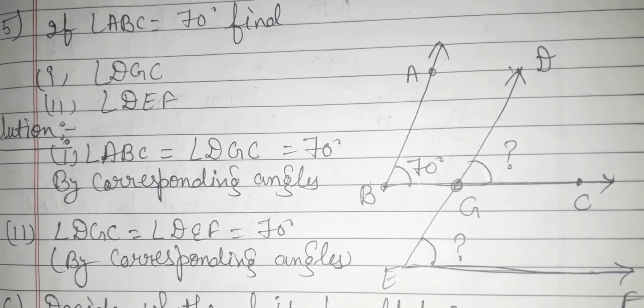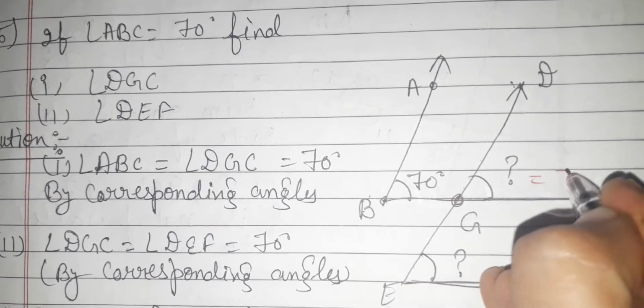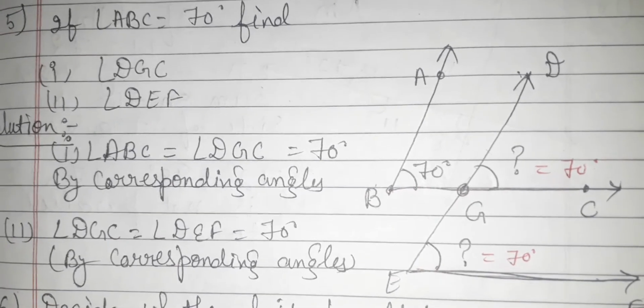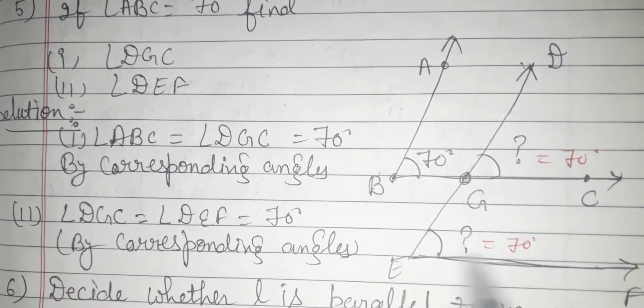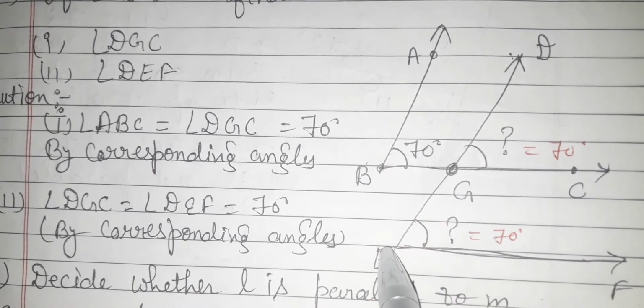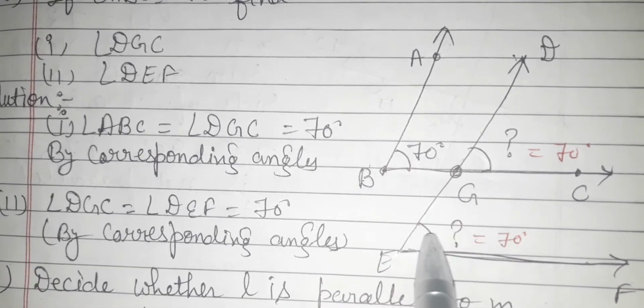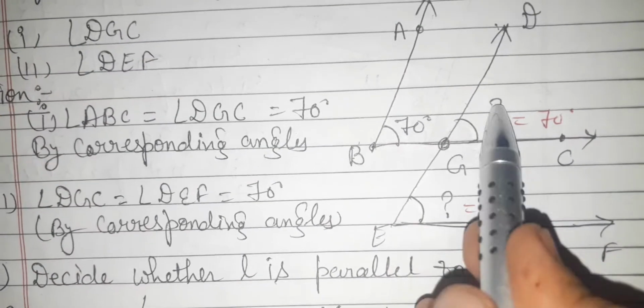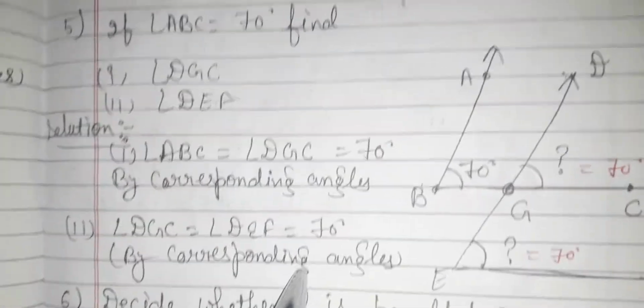If it is 70 degrees, look. If this is 70 degrees, then students, this is also 70 degrees. Here again these two lines are parallel, this is a transversal. If this is 70 degrees, this in the same direction is of course 70 degrees. It means these two angles are 70 degrees by the corresponding angle property.